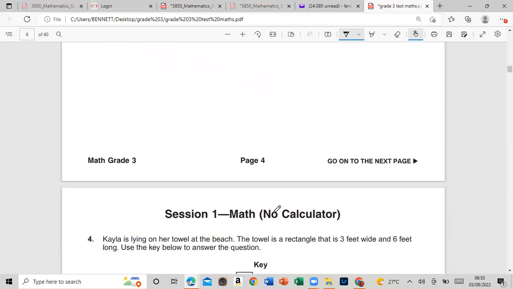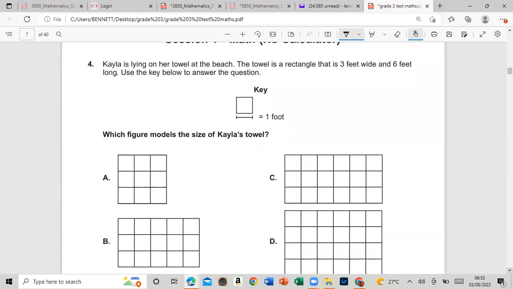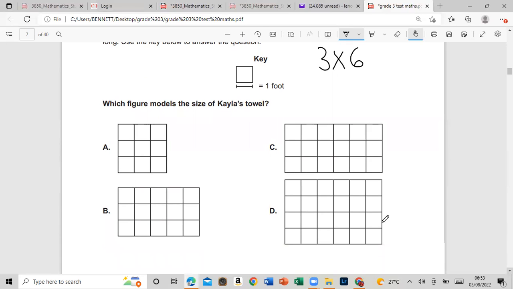As you can see, math grade 3. Alright, no calculator allowed. Carla is lying on her towel at the beach. The towel is a rectangle that is 3 feet wide and 6 feet long. Use the key below to answer the question. So they give the key, and 1 square is equal to 1 foot. And they told us up here, it's a rectangle 3 by 6. That's the most important part, a 3 by 6. So let us examine these and see which can give us 3 by 6.